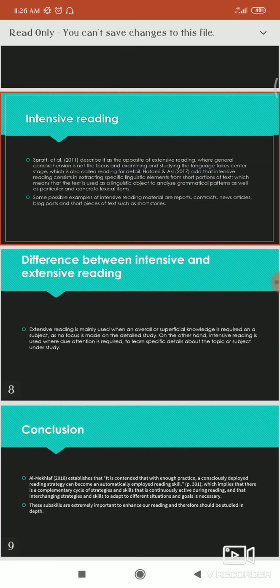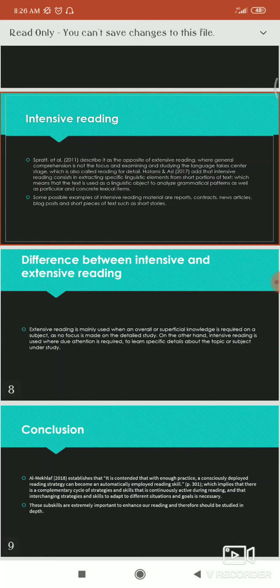Or, if we differentiate between them in a very simple way, extensive reading is what we mainly read for pleasure, but on the other side, in intensive reading, we study in detail and get knowledge of everything.